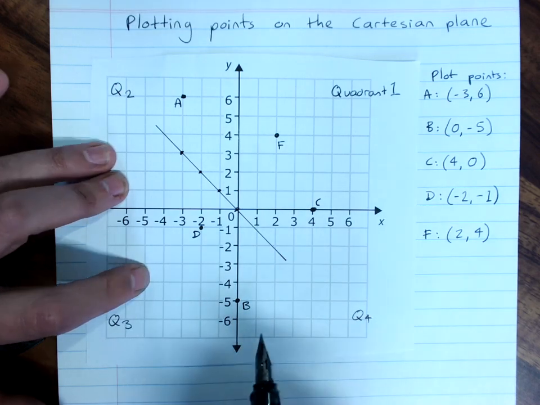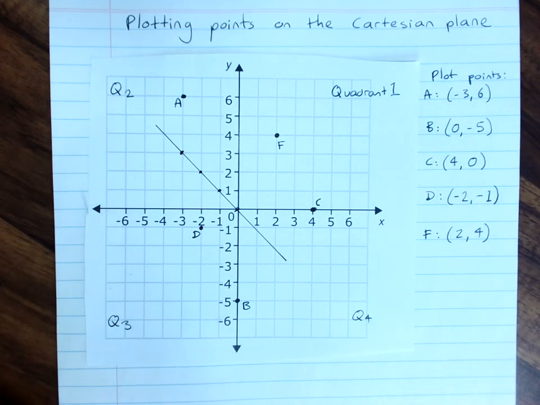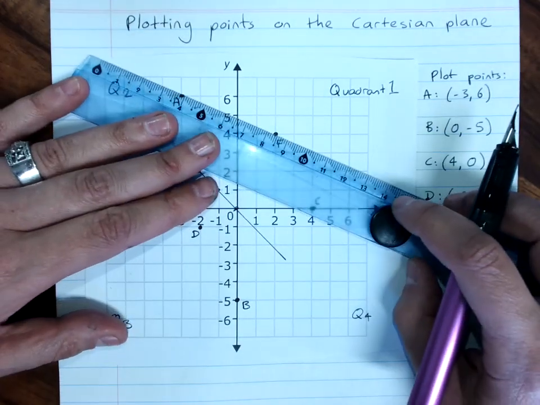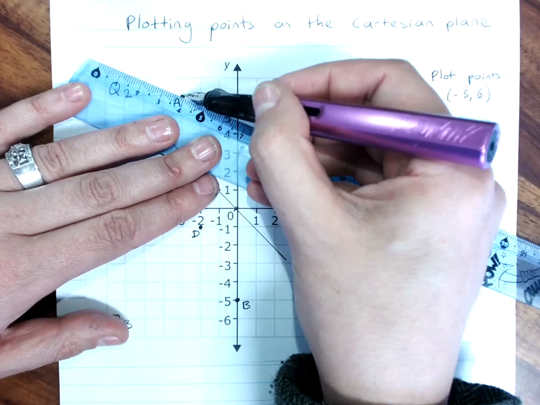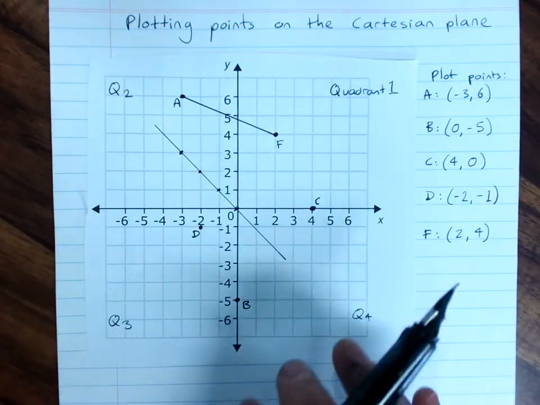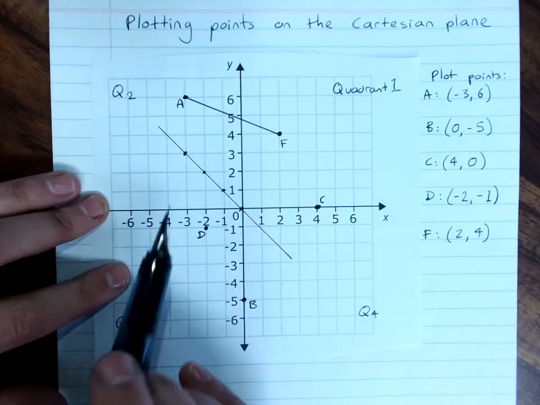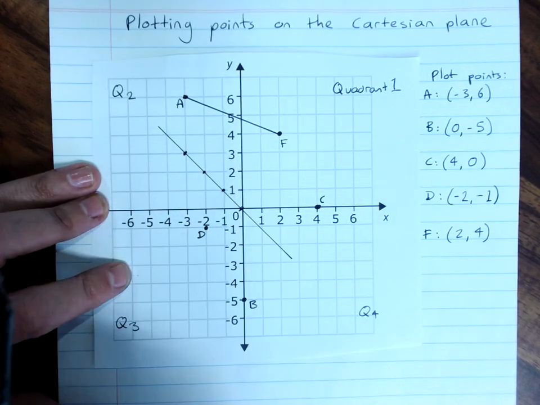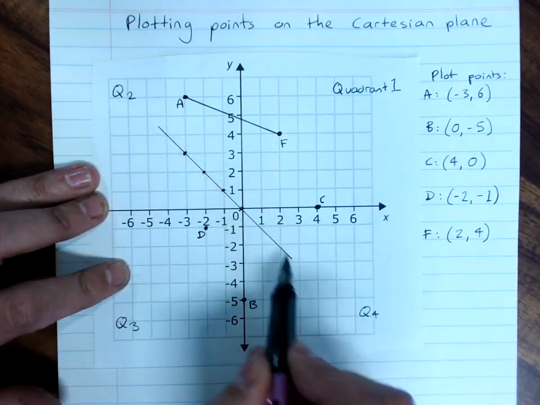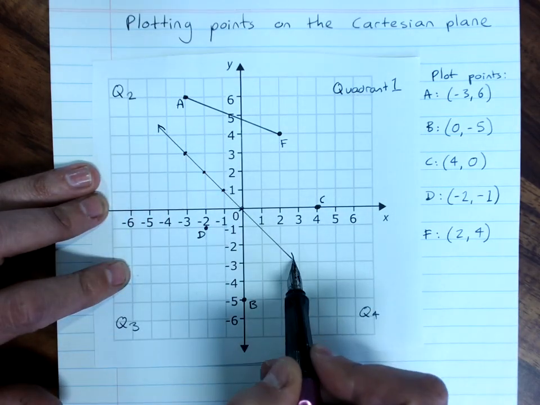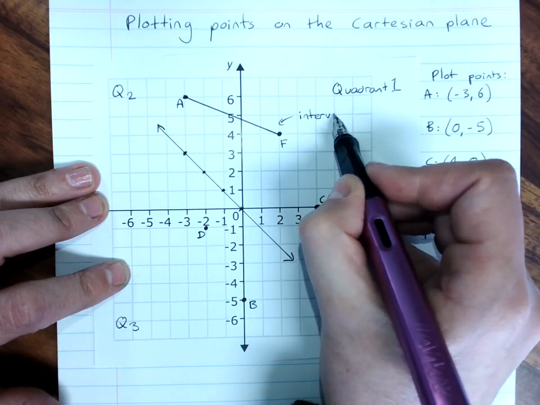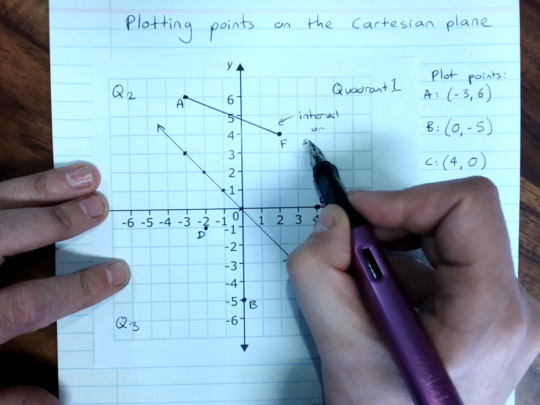I can often have what is called an interval or a line segment. So the interval AF is the line, the straight line, that joins A and F but doesn't go any further. So an interval or a line segment is just between 2 points, whereas a straight line plotted on a graph keeps going forever, and we would use arrows to represent that. So this is an interval or a line segment.